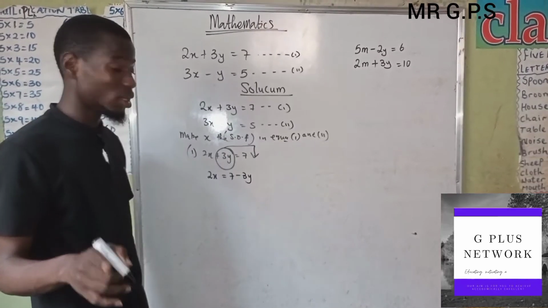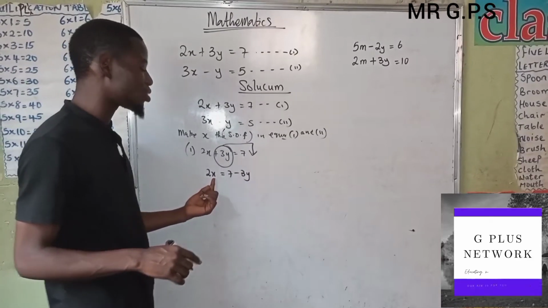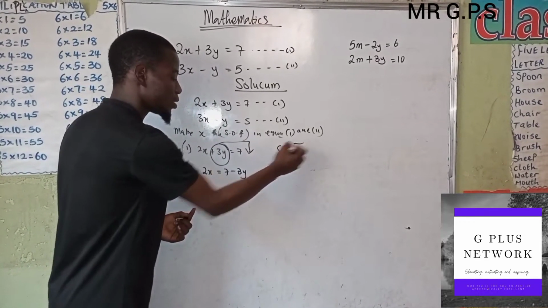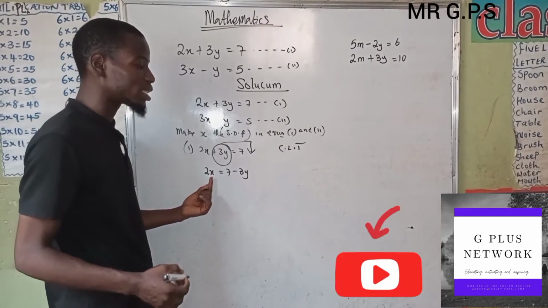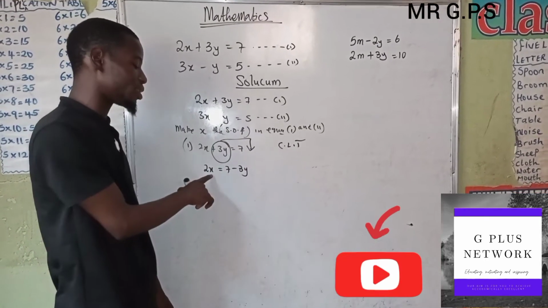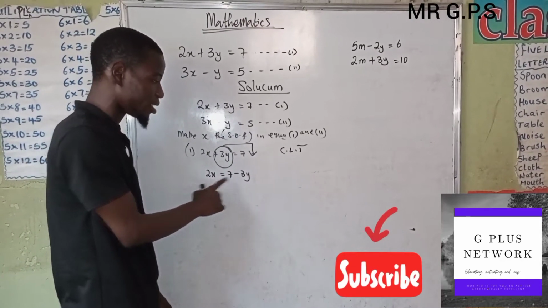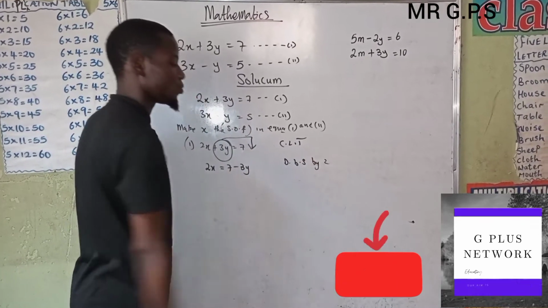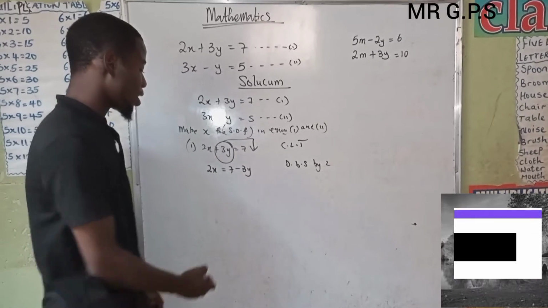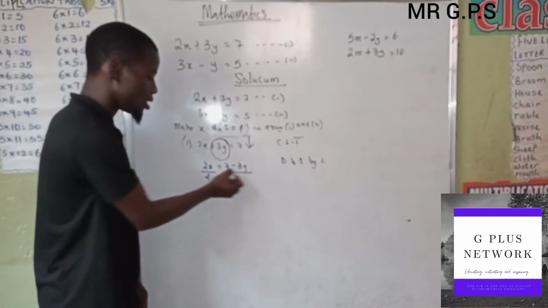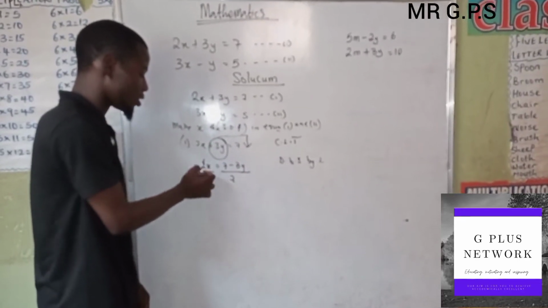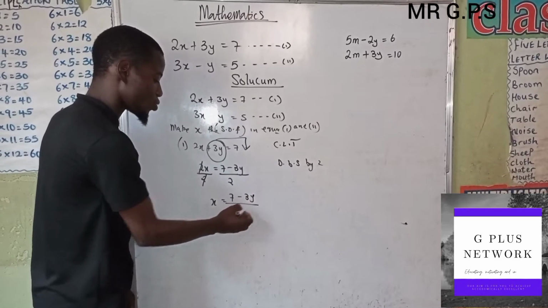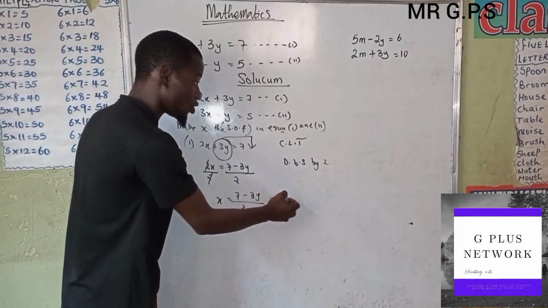We are not done. The next thing is we are making x the solver formula. Then we need to divide both sides. This is called like terms. Then we have to divide both sides by what? We have to divide both sides by 2 because we are looking for x. So we divide this by 2, this by 2. This cancels this. It becomes x equals to 7 minus 3y all over 2. Immediately you call it equation 3.